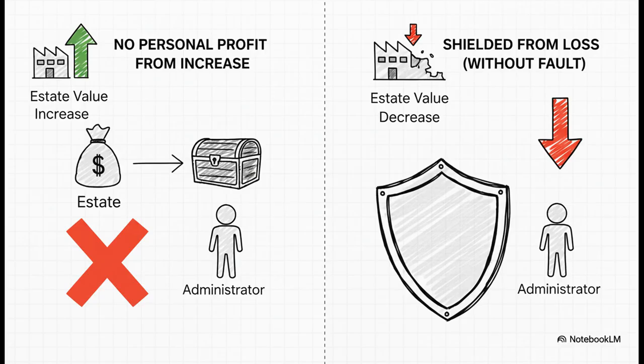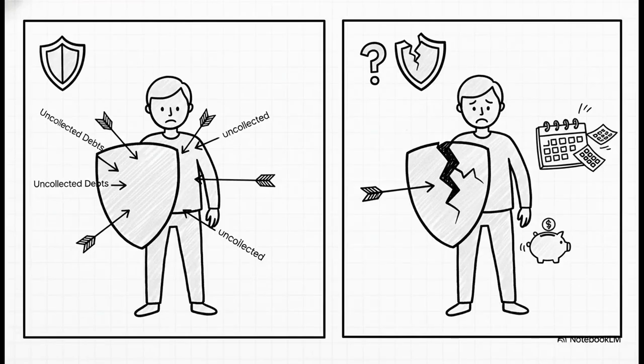This really gets to the core idea of Section 2. The administrator is a trustee, a caretaker. They're not an investor trying to make a personal gain. Any increase in value, that belongs to the estate, period. Now, on the flip side, if an asset loses value and it genuinely wasn't their fault, they aren't held liable for that loss either.